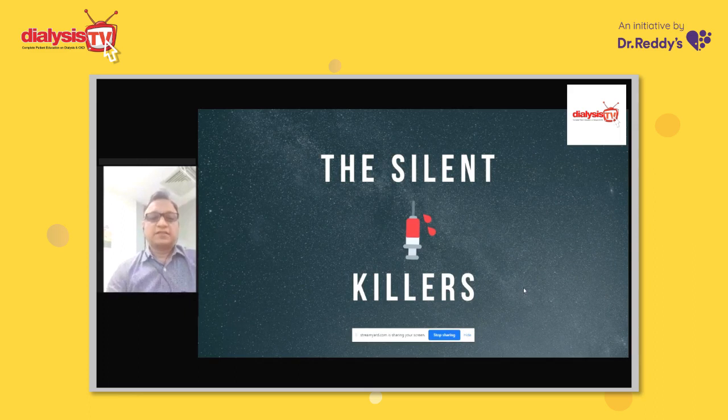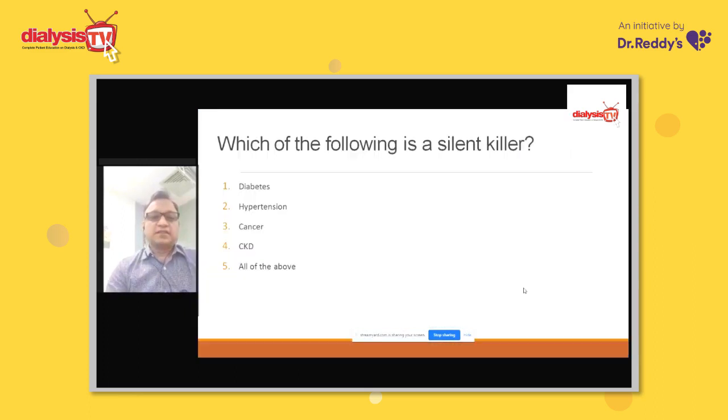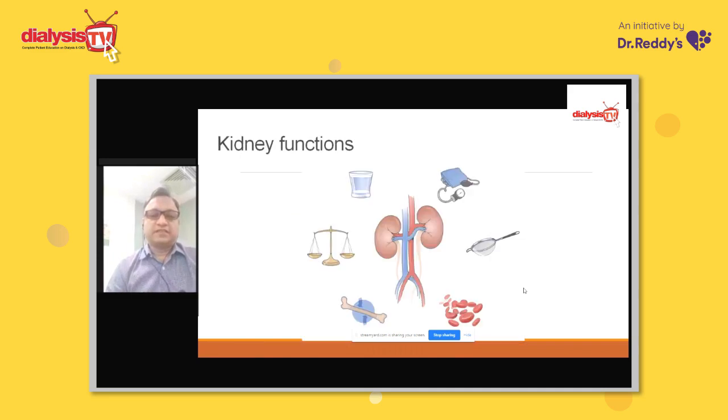So what are the common silent killers? This slide says that we have diabetes, hypertension, cancer, CKD, or all of the above. When I ask this question to the general public, what they usually say is, yeah, diabetes can be a silent killer, BP can be a silent killer, cancers, yeah, everybody is aware of that, but many of them are not aware that CKD can also be a silent killer. So we'll see a few data in the subsequent slides, which will tell us why it is such an important thing.